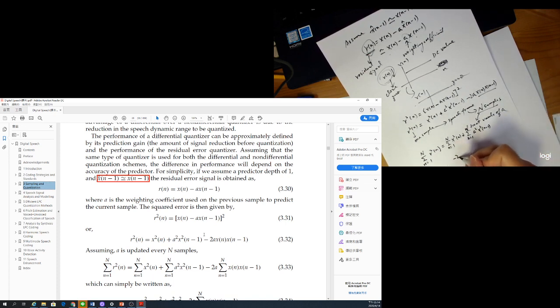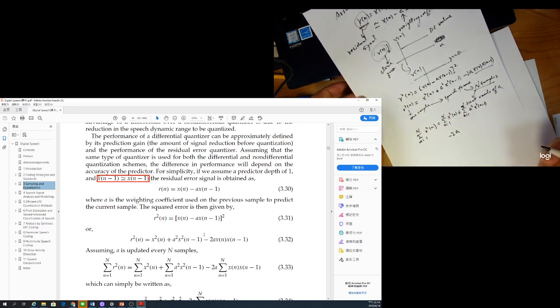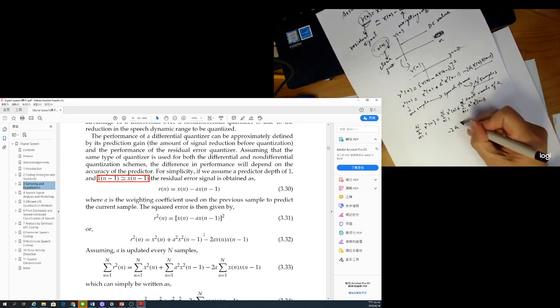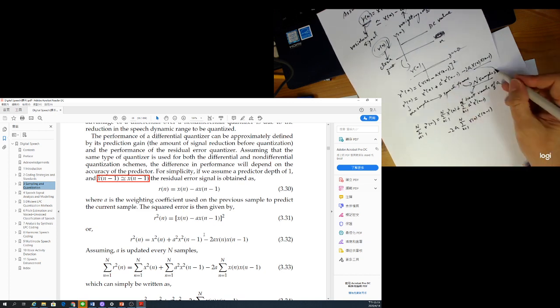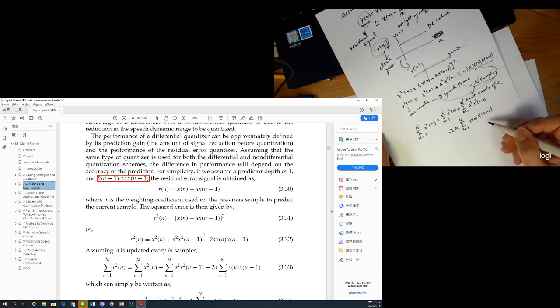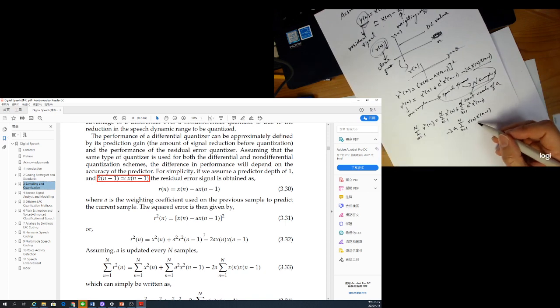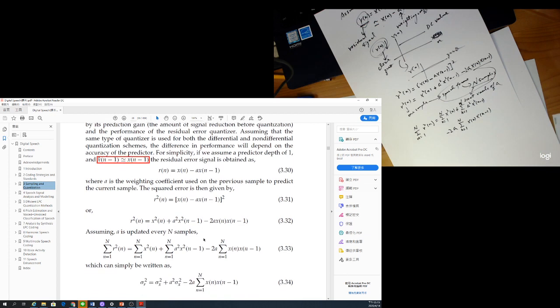So it's minus 2a. You can see here, the summation from n equals 1 to n of S n, S n minus 1. This looks like we calculate the autocorrelation of one speech frame. It's not a neighboring signal correlation. Later on, they try to simplify the equation. So this one is our residual signal variance.